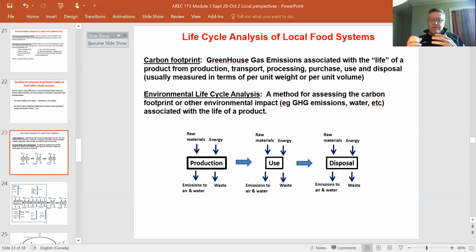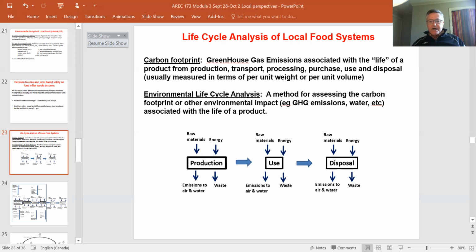Okay? So we think about life cycle. We think about the lifespan of a product, and then we think about life cycle analysis. This is an area somewhere between engineering, business and economics, often not taught in many university classes, but very important in the real world.